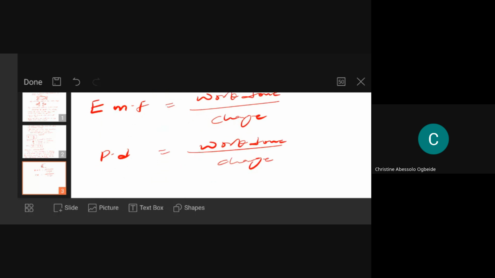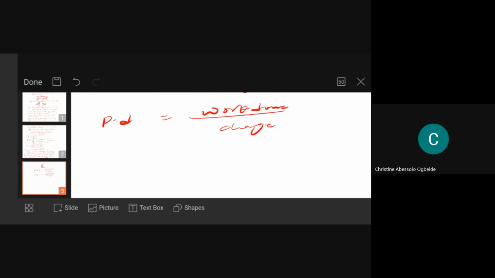And don't forget, as EMF is measured in volt, potential difference is also measured in volt. This potential difference is proportional to the electromotive force of the cell connected to the circuit. So that's why I said that PD equals work done over charge. If I use the symbol V, remember potential difference is represented by V. So I can say that V, which is potential difference, is W over Q. You see that? So V is W over Q. And that is the next equation I want us to take note of.